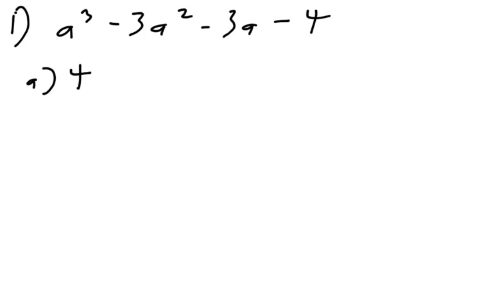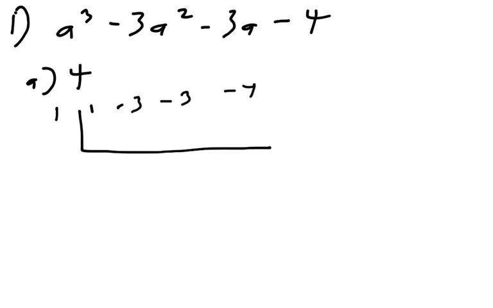So in problem 1, we're trying to find out if this is a zero of the following problem. I'm going to do this in two different ways. The first way is to do it by synthetic division. So I got 1, -3, -3, and -4. And when I plug in the 4, I get 1, -3 plus 4 equals 1. Times 4 is 4, -3 plus 4 is 1, 4 is 0. So therefore, because the remainder is 0, yes, this is a factor.